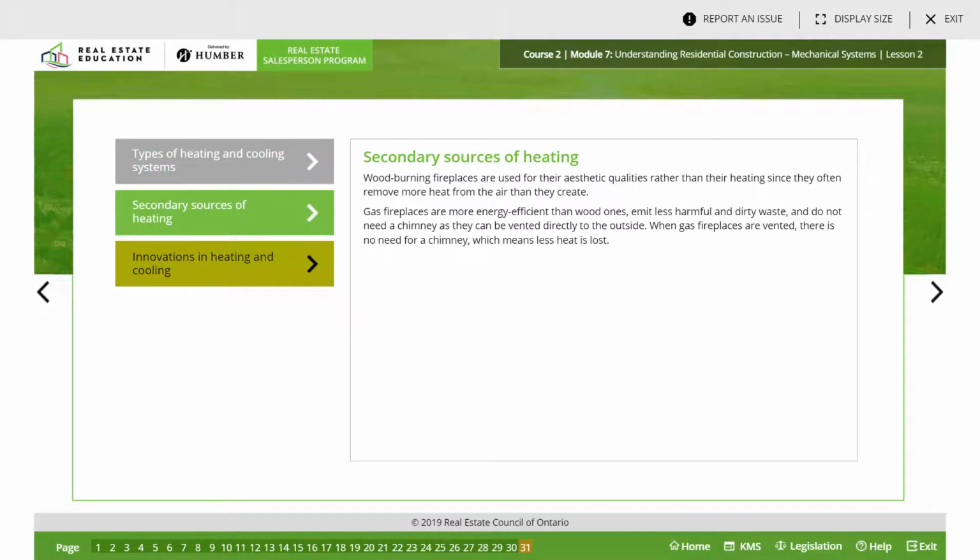Secondary sources of heating. Wood burning fireplaces are used for their aesthetic qualities rather than their heating, since they often remove more heat from the air than they create. Gas fireplaces are more energy efficient than wood ones, emit less harmful and dirty waste, and do not need a chimney as they can be vented directly to the outside. When gas fireplaces are vented, there is no need for a chimney, which means less heat is lost.